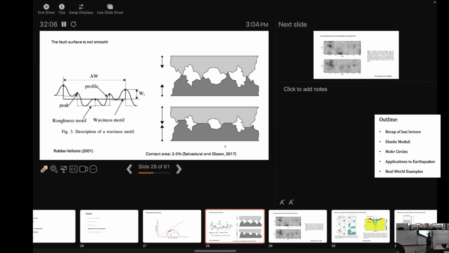The contact of one side of a fault to the other side of the fault is specifically on asperities. It doesn't correspond to all of the area of the fault. In fact, it's only about 2 to 5% of the fault that is in contact, and those are the asperities.